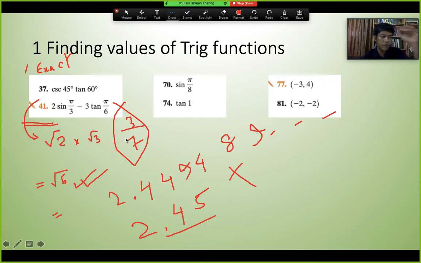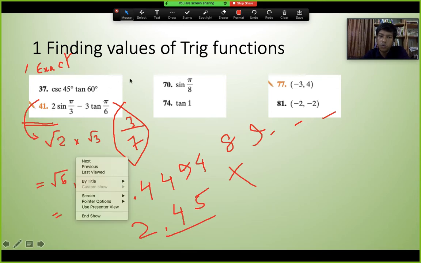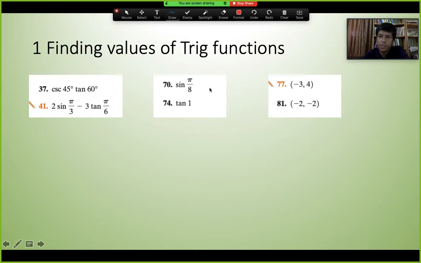Do not go for fraction. 3 divided by 7 equals to what? 3 divided by 7 equals to, see, there is a big decimal number coming. Okay, so exact value means just keep it as it is. Do not break it down into more and more parts. Okay, exact value means that.